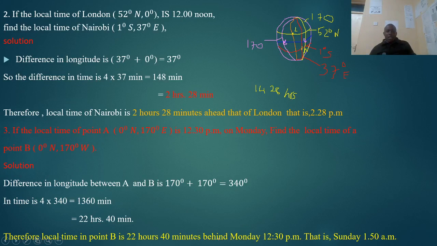So the town B was 1:50 a.m. on Sunday. If this is on Monday, the other one was 1:50 a.m. Sunday. So that is how you do it. Just remember, towards the east you add, and towards the west you subtract. Simple as that.